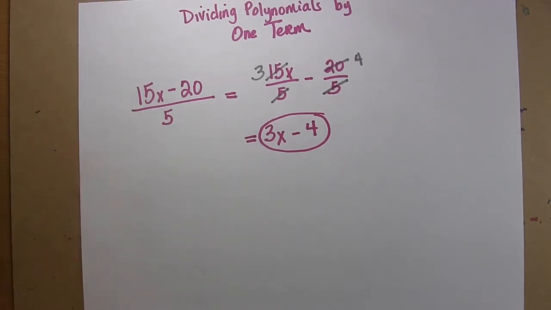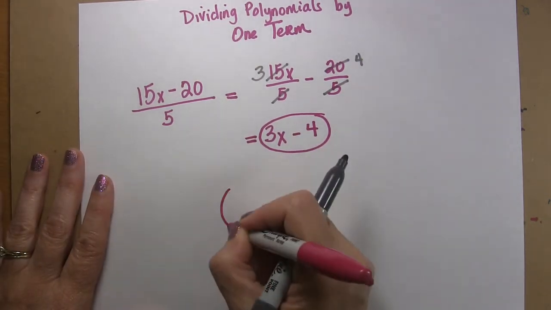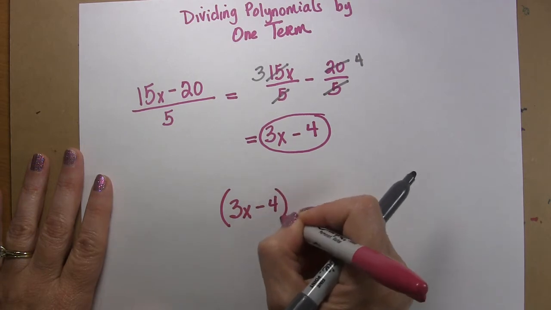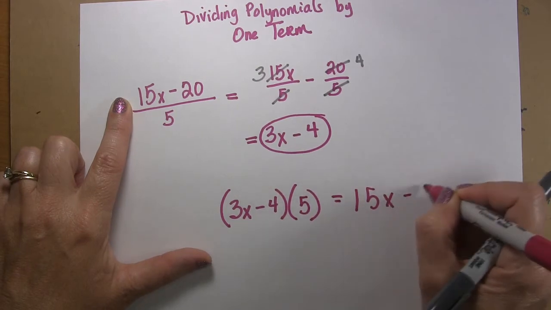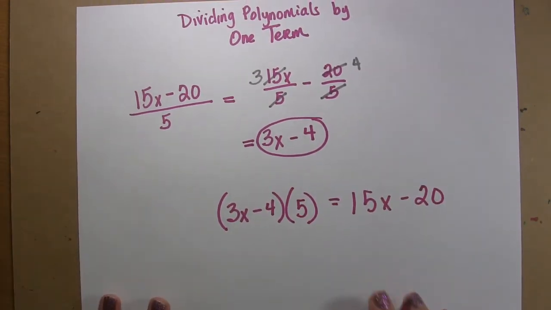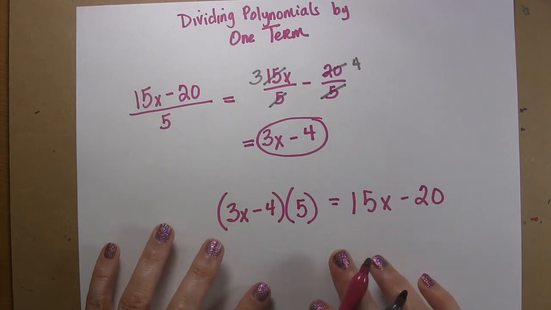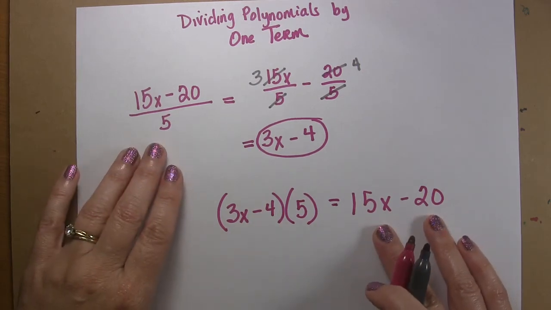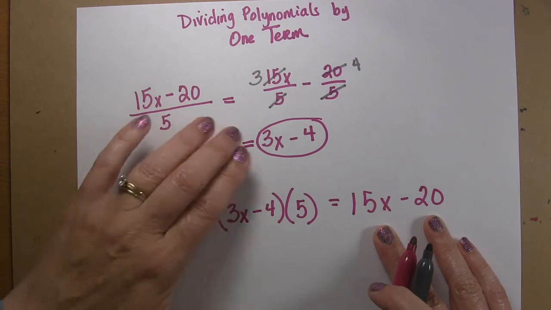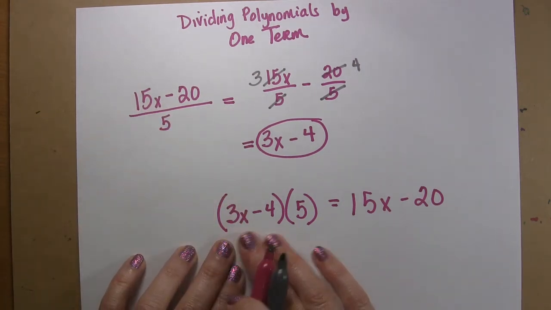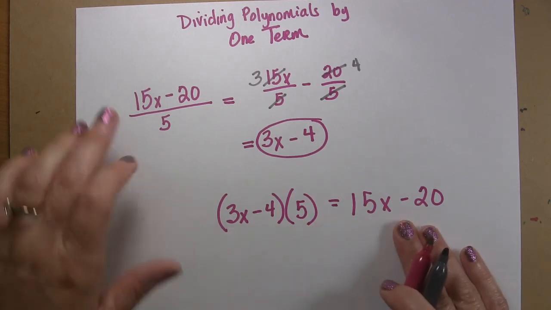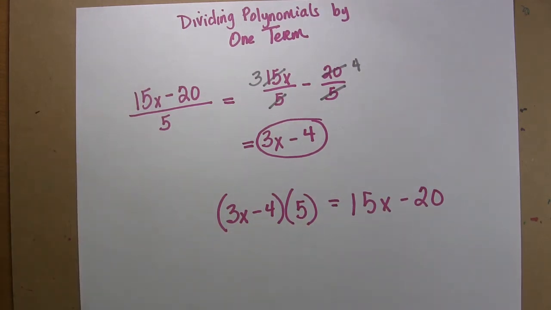Here's another way that you might want to think about this. 3x minus 4 times 5 gives us 15x minus 20. That's another way for you to kind of visualize what's happening here. We took 15x minus 20 and divided it by 5 to get the 3x minus 4. To work backwards, you could take the 3x minus 4, multiply it by 5, and you'd be right back to where you started.